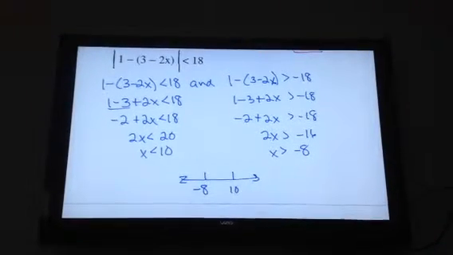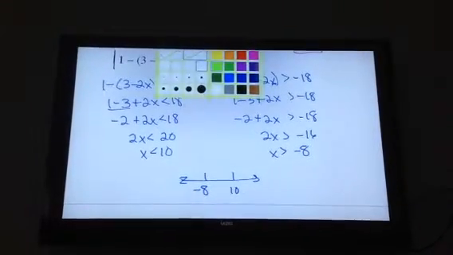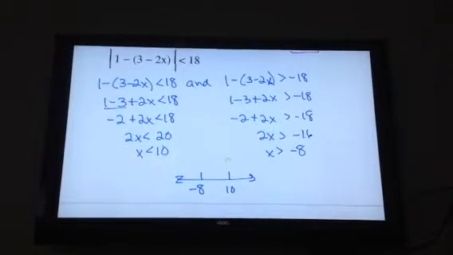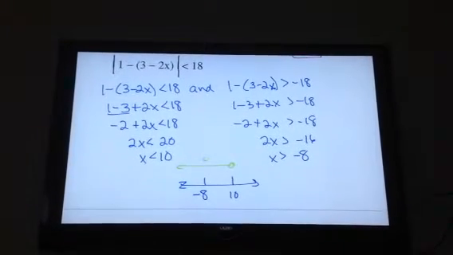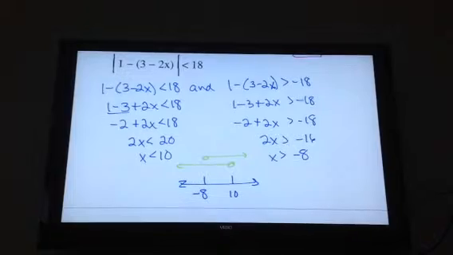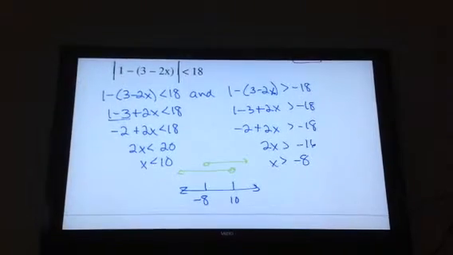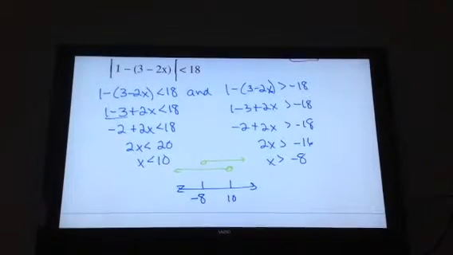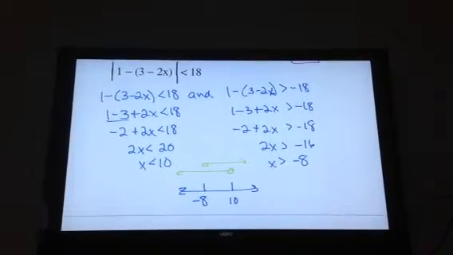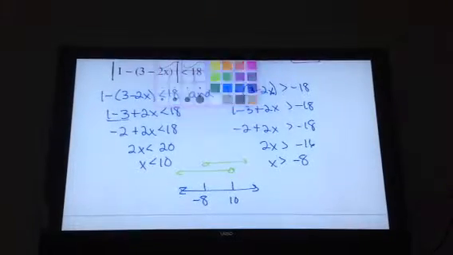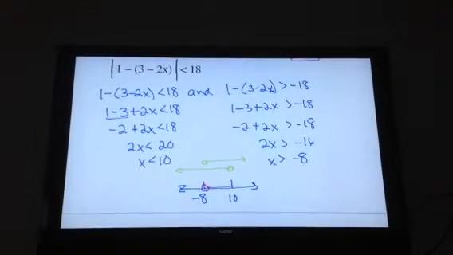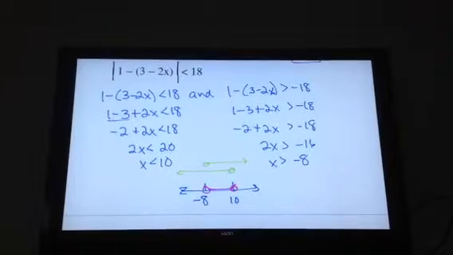And again, from here on, it's like we already did. Hypergraphs optional. Less than 10, greater than negative 8. And is an intersection. An intersection is what's common. What's the same word as the graphs? Overlap each other. And we're getting a dumbbell here between negative 8 and 10.